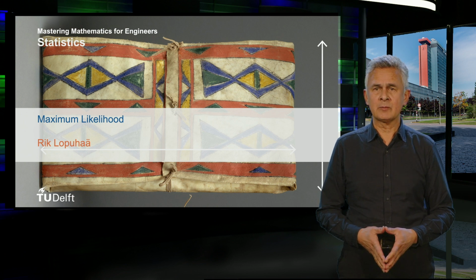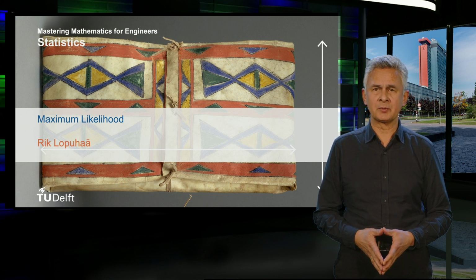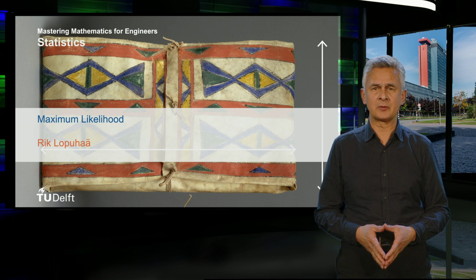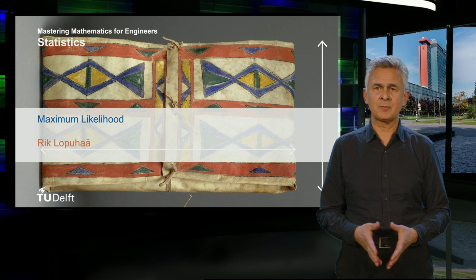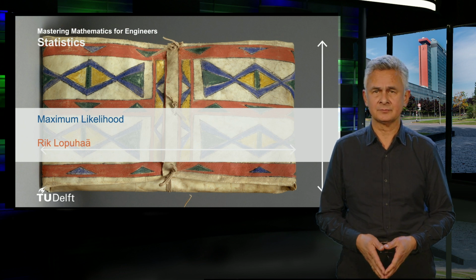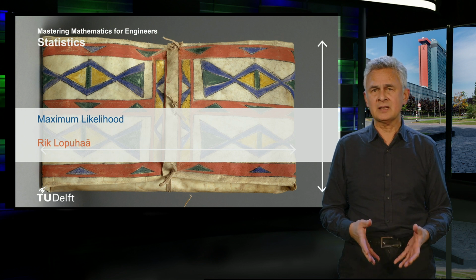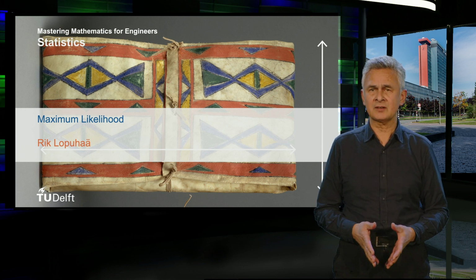In this video we will explain a second general principle to construct estimators for parameters, the so-called method of maximum likelihood. To get a feeling for this method, let's start with a very simple example.